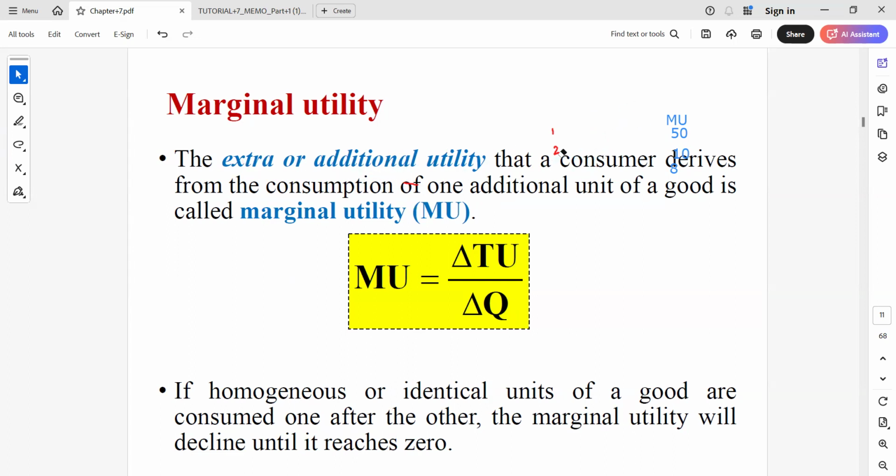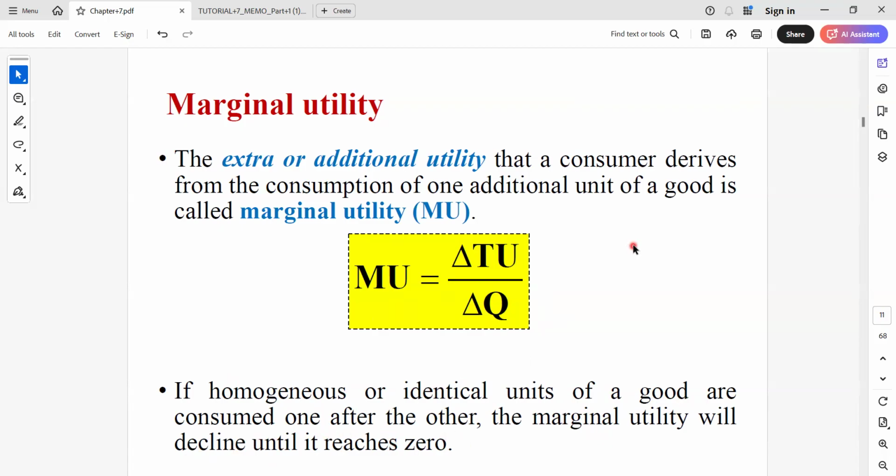So they're saying here your marginal utility is the extra or additional utility that a consumer derives from consumption of one additional unit of a good, called marginal utility. You guys know this. And this is the formula I showed you, but remember here we always have one, but you should know the formula just in case. If homogeneous or identical units of a good are consumed one after the other, the marginal utility will decline until it reaches 0.